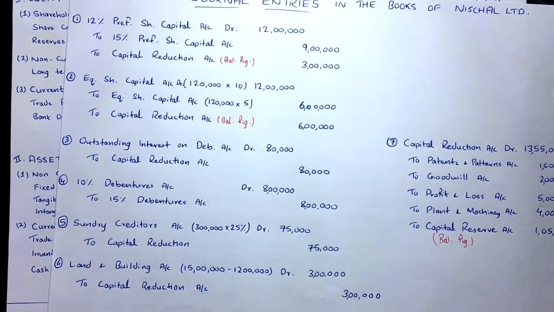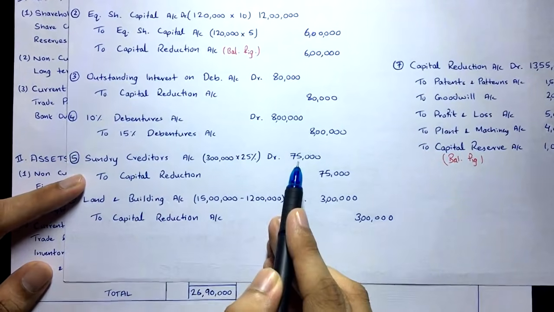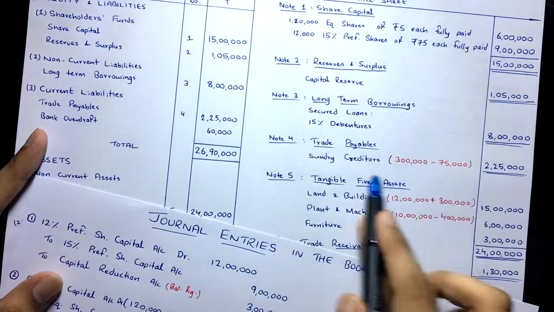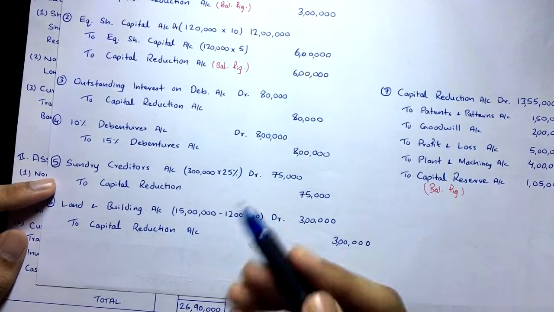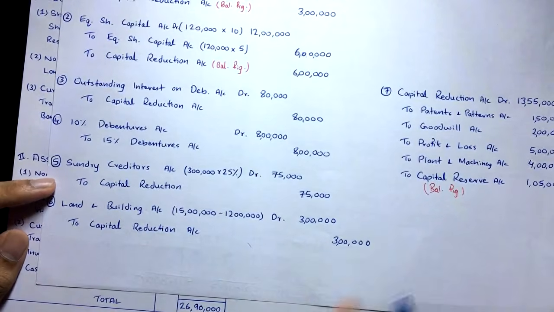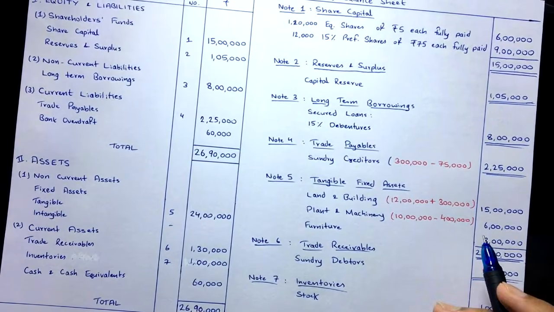And then we reduced sundry creditors. Here it is debited, so it is reduced by 75,000. And land and building was debited, so it was appreciated, it was increased by 3 lakh. So the new value of land and building was 15 lakh, directly given in the question, so you can take it directly. It's very simple.